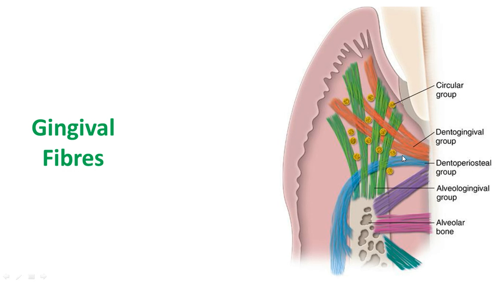Okay, and then you have the fourth group of fibers which are circular fibers, which are denoted in yellow. Since this is a longitudinal section, we can't see the entire fibers, but they go in a circular manner and we are seeing only the cut section of those fibers. So these are the four important groups of gingival fibers.